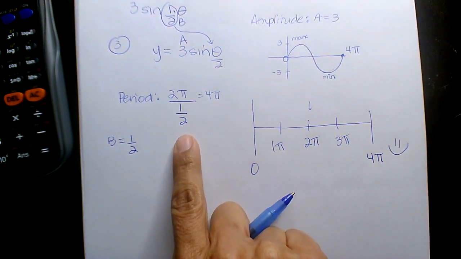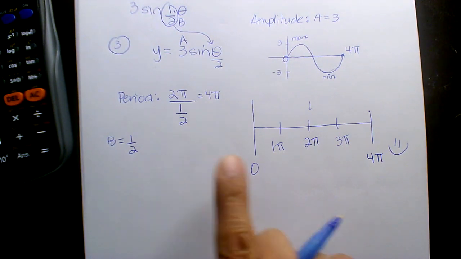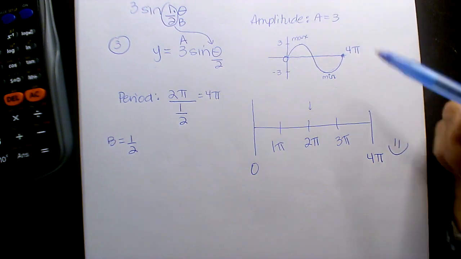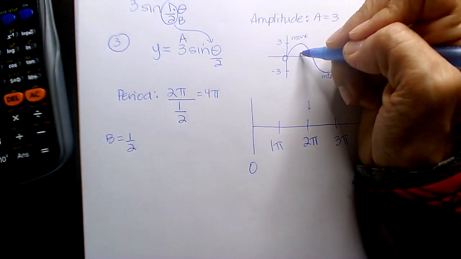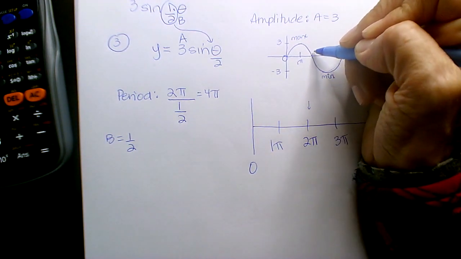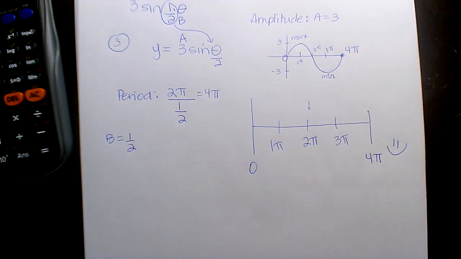Okay, so now you have your graph. This is 1 pi, this is 2 pi, this is 3 pi, and there's your 4 pi, and now you can graph them.